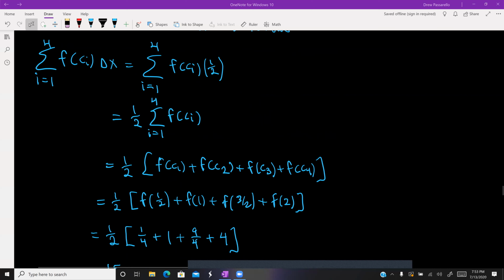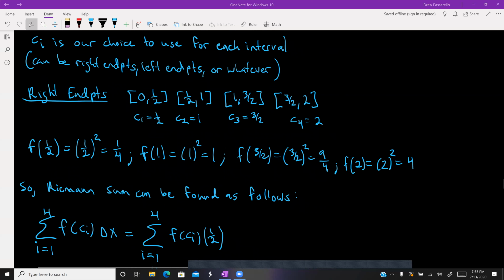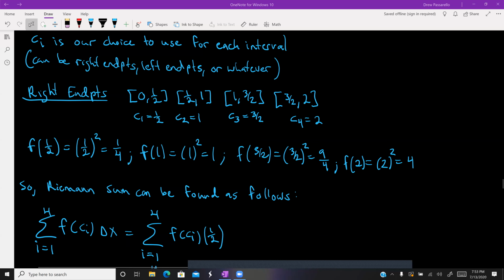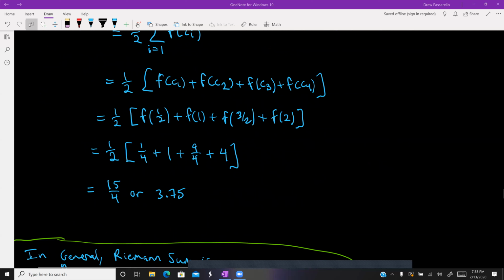And then ci ranges from 1 to 4, so you have f of c1, f of c2, c3, and f of c4. And then we got these 4 values up here. It would be 1/4, 1, 9/4, and 4. So we plug those in. These are right endpoints with 1/2, 1, 3/2, and 2. Plugging them into the function gave our corresponding outputs of 1/4, 1, 9/4, and 4. So we sum up those heights, times it by 1/2. That gives 15/4 or 3.75.